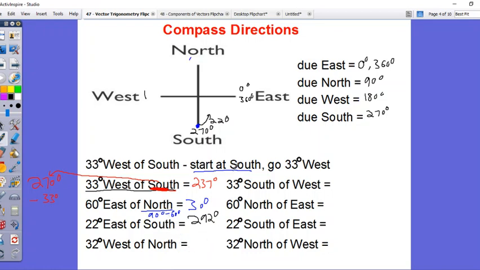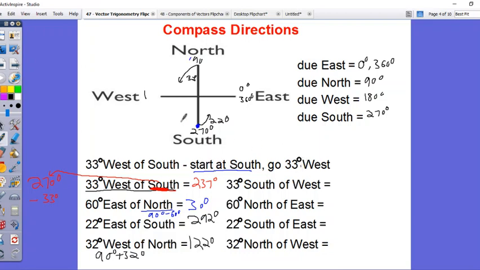32 degrees west of north. Start north, move 32 degrees in this direction. That's going to be 90 plus 32. That's going to be 122 degrees.